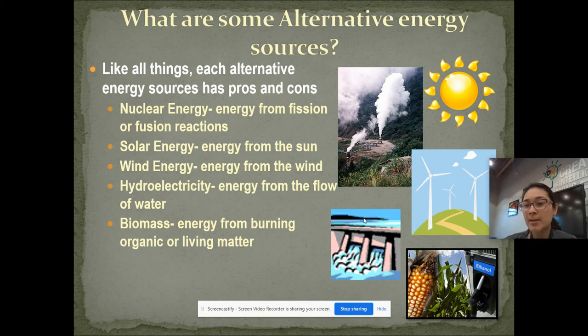The other thing is that it takes up a lot of space. So solar panels and the windmills, they take up a lot of room to use, and they're kind of expensive. But they don't produce pollution, which is a great thing for our Earth and a great thing for us.